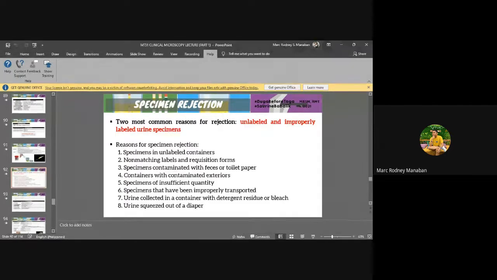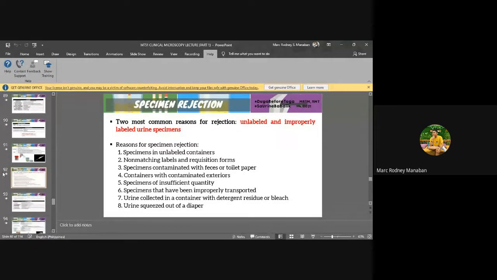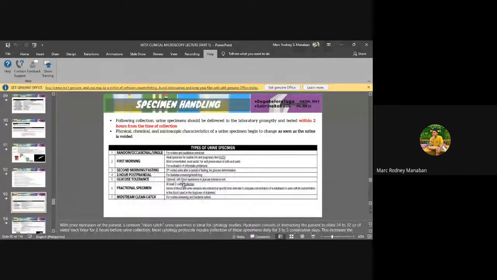All right. Sige. So those are the reasons, very self-explanatory ngano ta mo reject og specimen. Okay. All right. Now we go na to specimen handling, of course. For handling specimens, it is required and it is best to submit the urine sample as soon as possible. And if di man gani kaya, at least within 2 hours to the laboratory. All right, because physical, chemical, and microscopic characteristics of the specimen will change as soon as nakaihi na ang patient. So if madugay pa, mas daghang changes na mahitabo. Okay, all right. Now we go na to the different types of urine specimen.